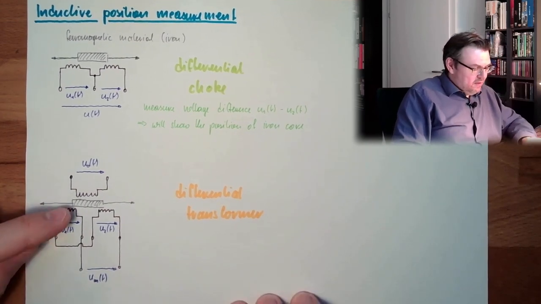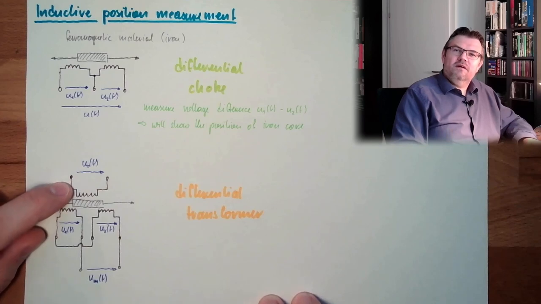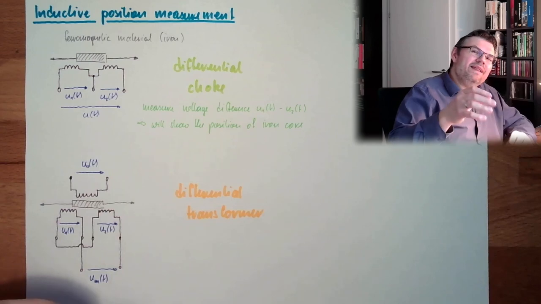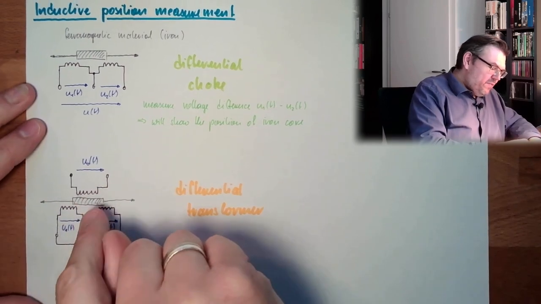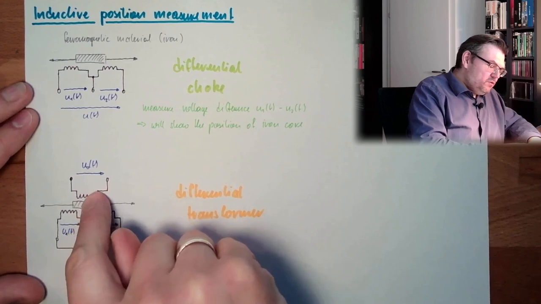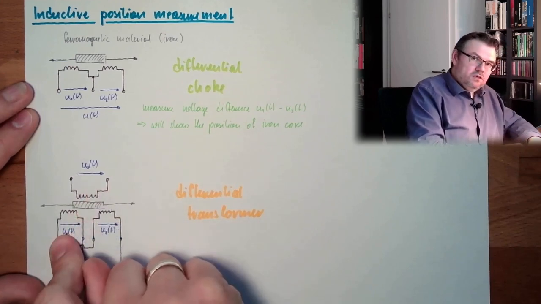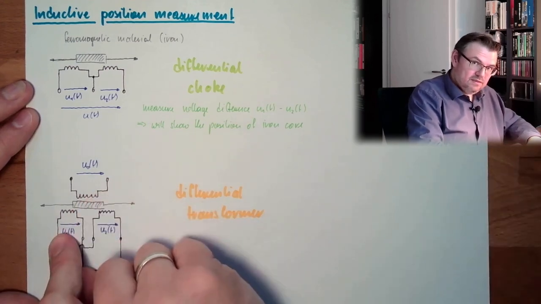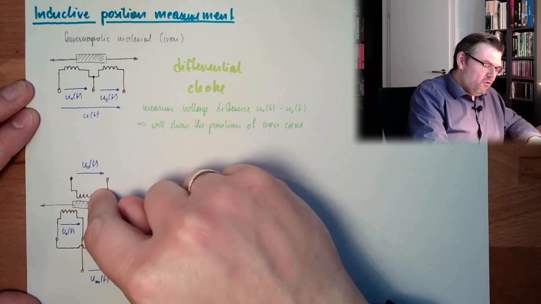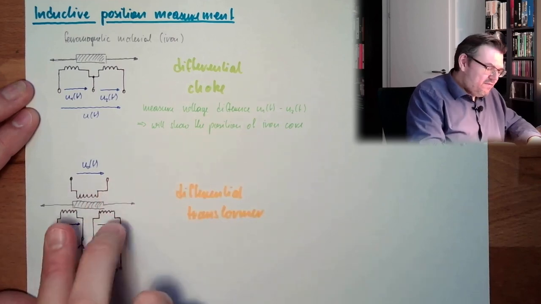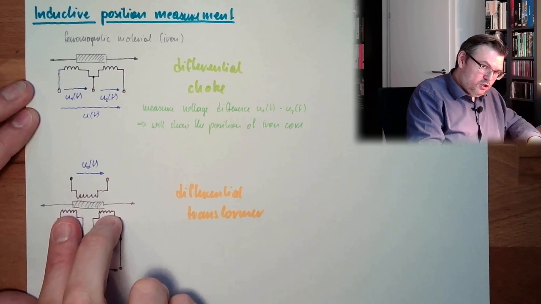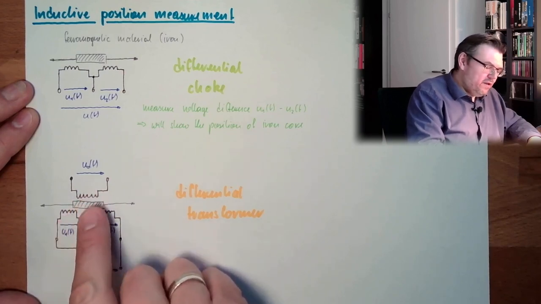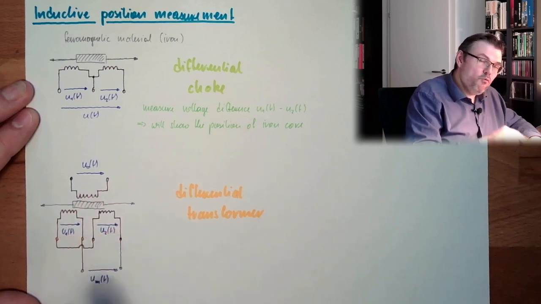Let's have a look at this. This voltage is given. So since these are coils, magnetically coupled coils, this voltage will transform to this voltage by whatever the coupling inductivity of these two coils is. Okay? And it will also be transformed to this. If the iron core is in the middle position, it will be equally transformed to here and here. So both voltages will be the same.